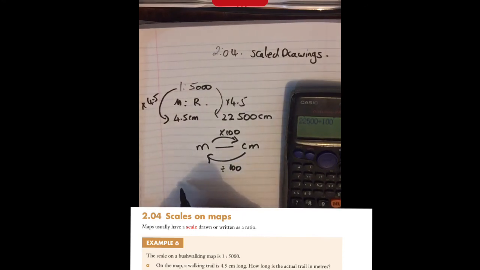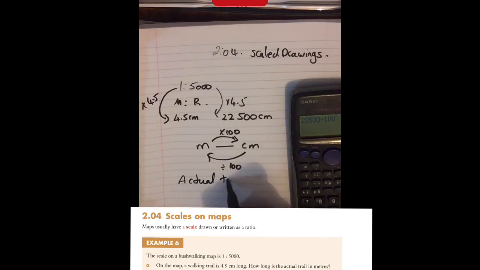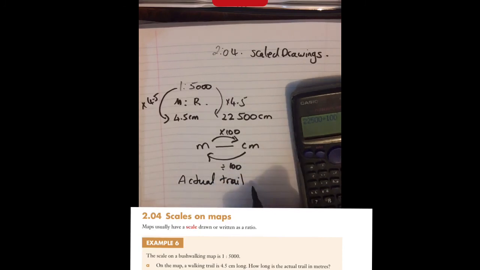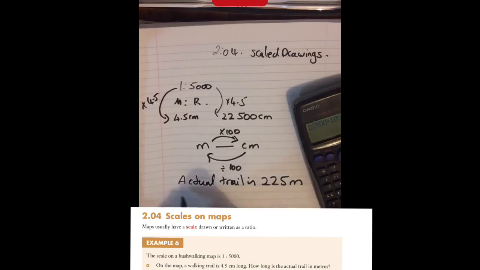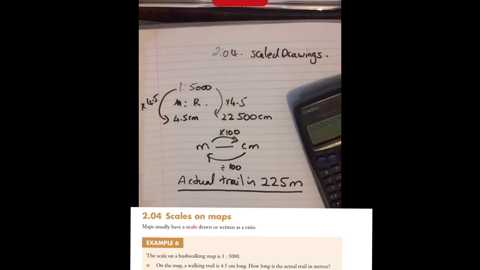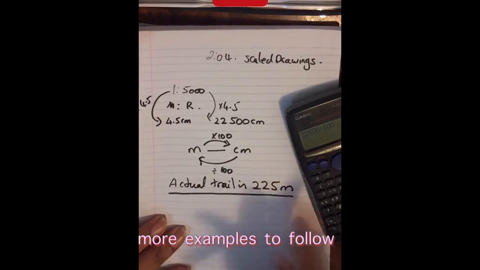Okay, so the actual trail, let's use the wording of the question, is 225 meters. And that's my final answer. I like to highlight it there for the marker so they can see it, and it's a quick tick.